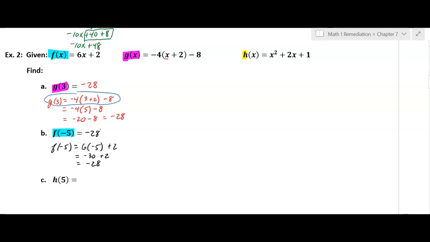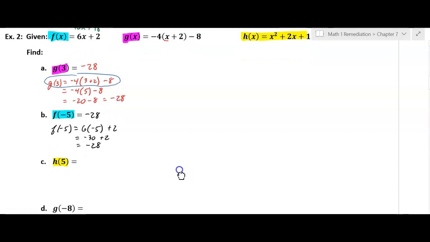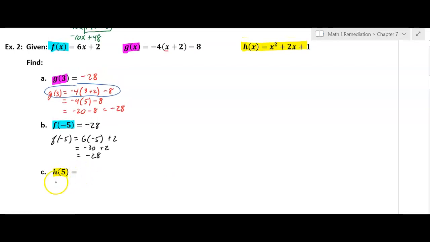Now, h of 5. Because I'm using function h, I know I'm going to use this function here. And everywhere I see an x there, I'm going to kick it out and replace it with a 5. So h of 5 equals, in parentheses, 5 squared plus 2 times 5 plus 1. Another thing I want to let you know is that anytime we do these, we want to substitute using parentheses.